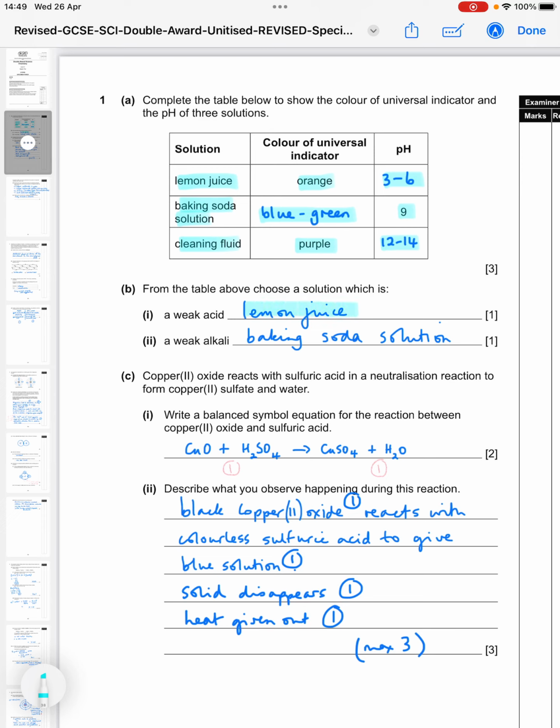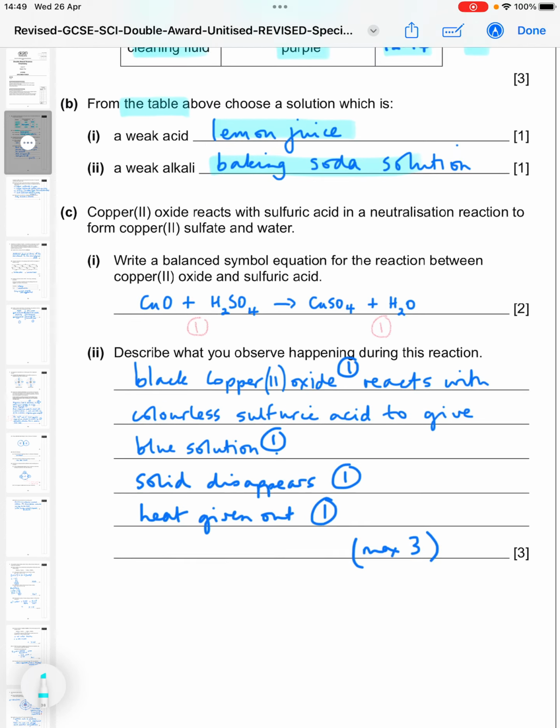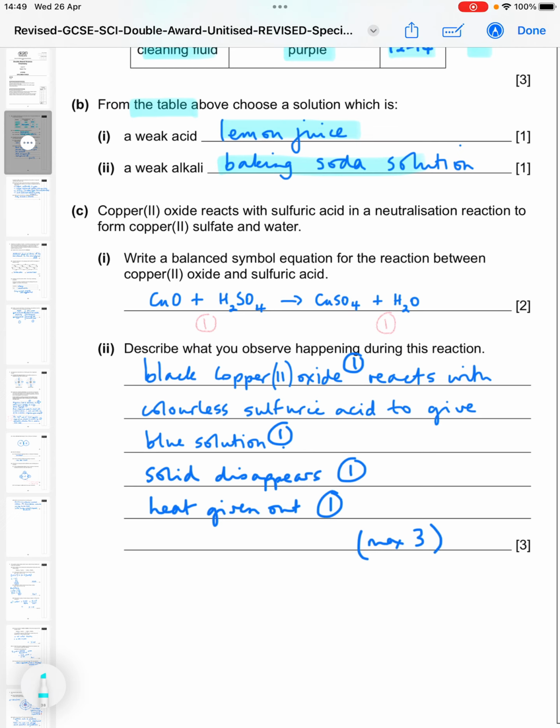So part B, from the table above, choose a solution which is a weak acid. So lemon juice fits the bill there. And the important thing here is if you're asked to choose something from the table, only write something that actually appears in the table. Part B, a weak alkali, so baking soda. There's 2 alkalis, the baking soda and the cleaning fluid, but the baking soda is of course the only weak alkali there.